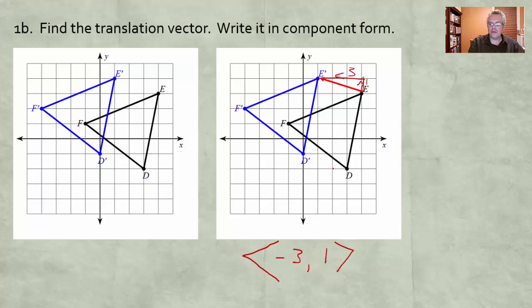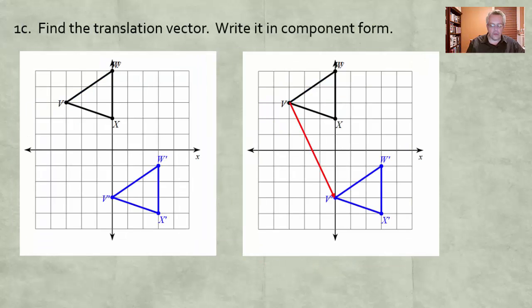So let's try this one. If I start at D, I go 1, 2, 3 to the left and up 1. Sure enough, I'm at D prime. The same with F. If I start at F and go 1, 2, 3 to the left and 1 up, I'm at F prime. So this right here describes how we moved. The first component is how we moved in the x direction, minus 3. We went to the left. The second component is how we moved in the y direction.